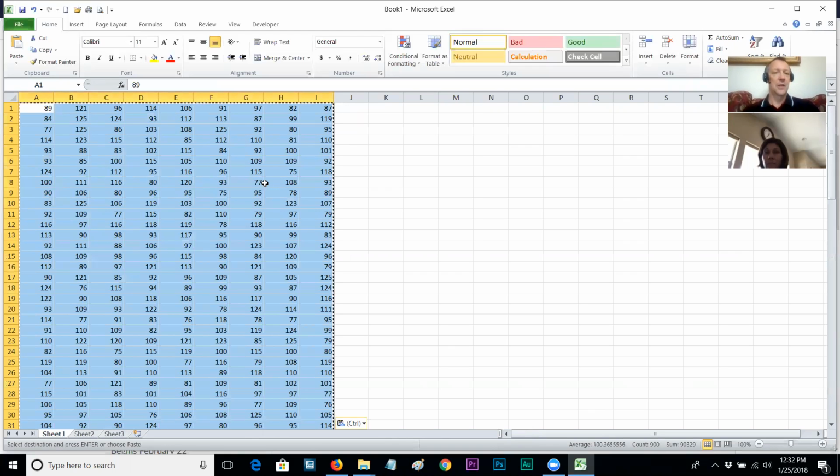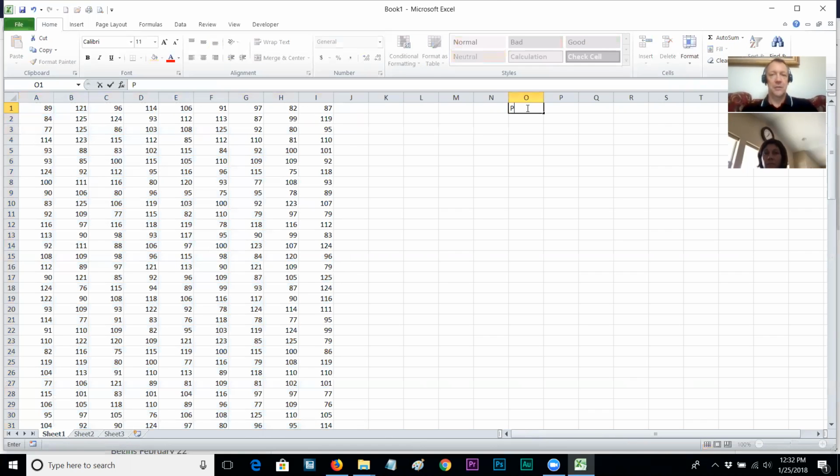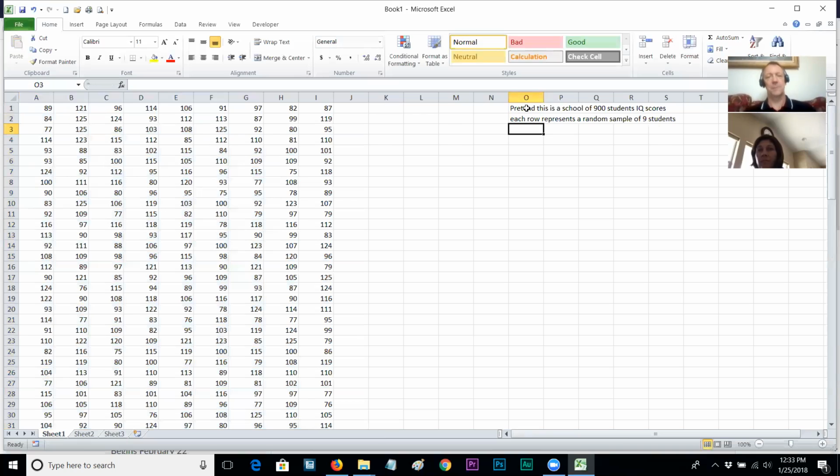Now let's pretend. I'm going to pretend this is a school of 900 students' IQ scores. And I'm going to say that each row represents a random sample of 9 students.